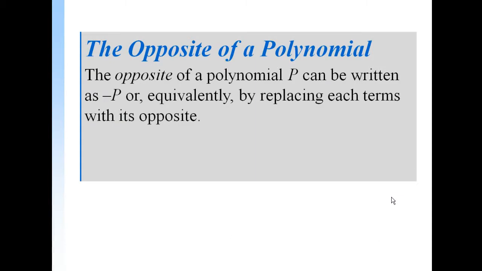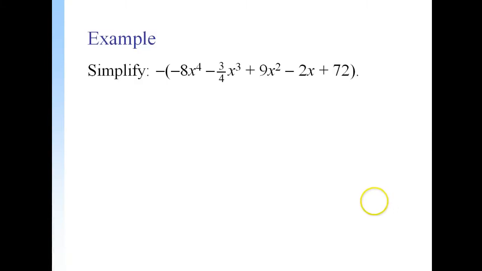Now, we talk about the opposite of a polynomial. Well, it's what we would add to something to make it 0. We did this in chapter 1 when we did equations and the opposite of numbers, the integers. So here they're saying simplify this by writing the opposite of each one.